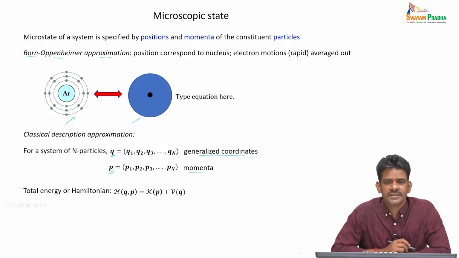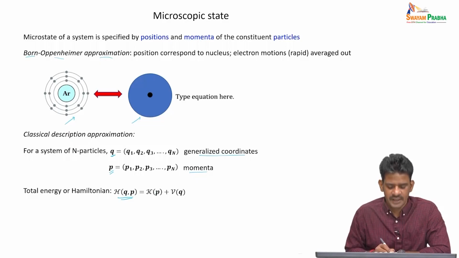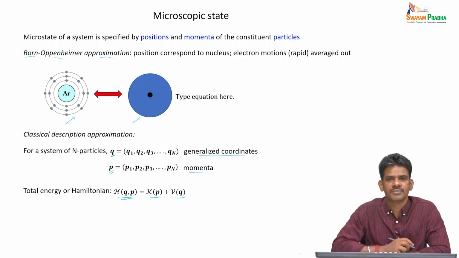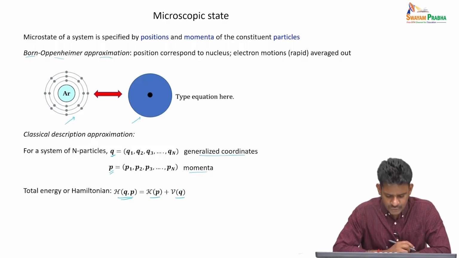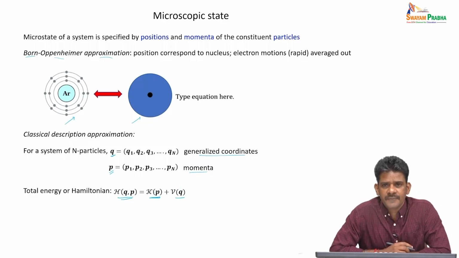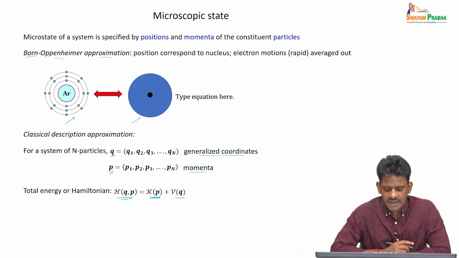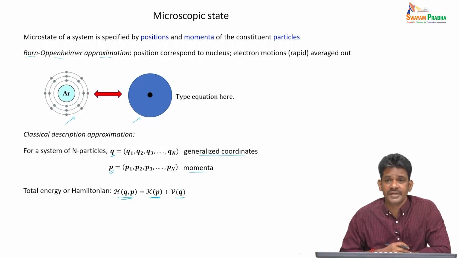Then we write the Hamiltonian for the system, which is nothing but the total energy, written as the sum of kinetic energy and potential energy. We were able to show that the kinetic energy is a function of only the momenta, and the potential energy is only a function of the coordinates. So, when you have such a separation of terms, it makes our analysis quite easy.